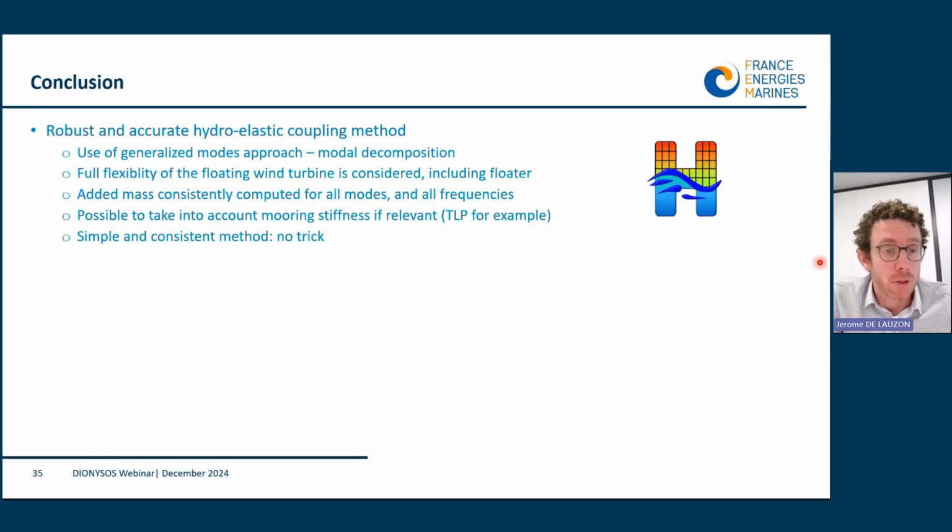And so, well, in conclusion, we have this Homer tool, which is a robust and accurate hydroelastic coupling method. We use a generalized mode approach, which allows us to consistently model the full flexibility of the floating wind turbine, so including the floater. We compute the added mass for all the modes and for all frequencies. If needed, we can add, of course, mooring stiffness, for instance, for TLPs.